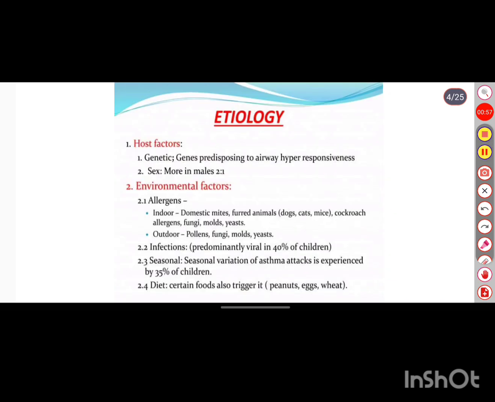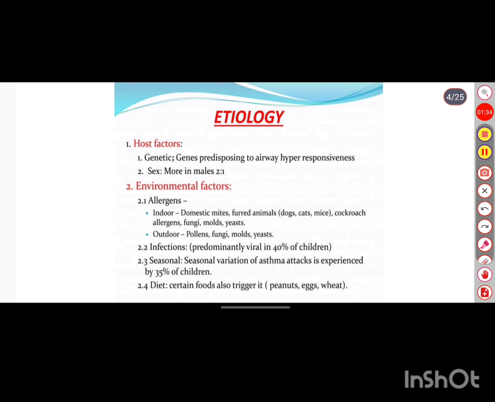Now we'll see the etiology of asthma. Asthma can be caused by host factors, like genetic predisposition, meaning because of genes there's a chance of the airways becoming hyperresponsive. It is also seen more commonly in male babies. Next are environmental factors, like indoor allergens such as domestic mites, furred animals, cockroach allergens, fungi, molds, and yeast, and outdoor allergens like pollens, fungi, and yeast.